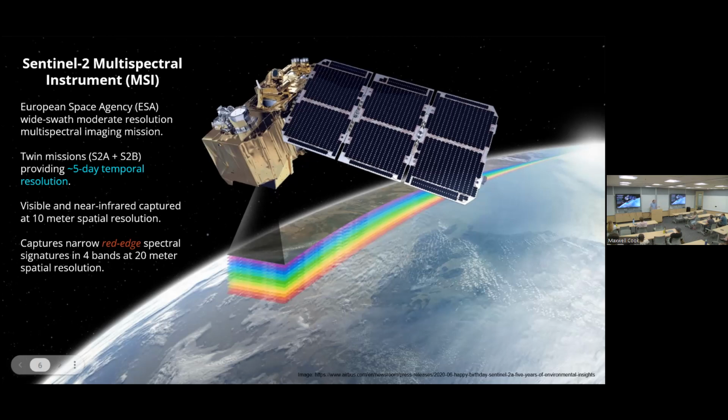It also captures these really important and narrow red edge spectral signatures in 4 bands at 20 meters. And these red edge signatures are small slices of the near infrared spectrum that are really sensitive to vegetation and particularly to chlorophyll and canopy chlorophyll content. Typically what we see and what I've done in this project is these 20-meter bands are resampled to 10-meter resolution. So effectively the Sentinel-2 Multispectral Instrument is a 10-meter resolution product.